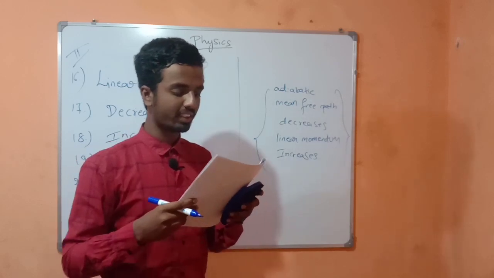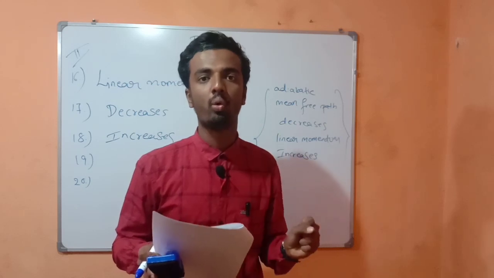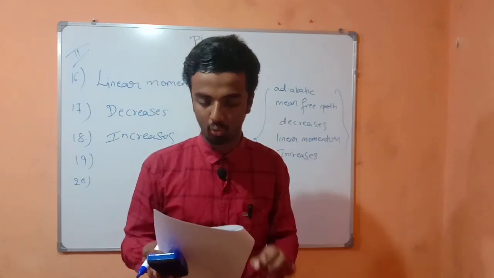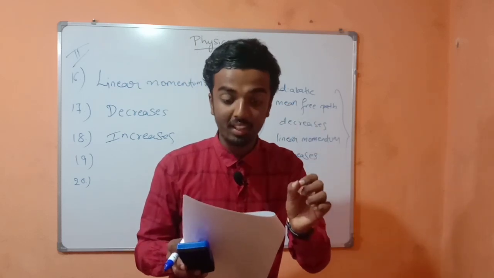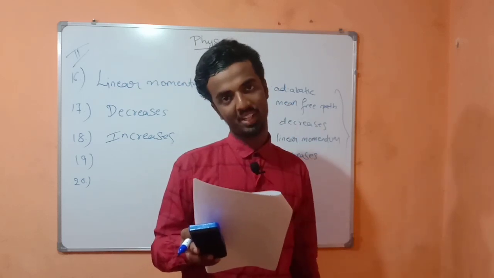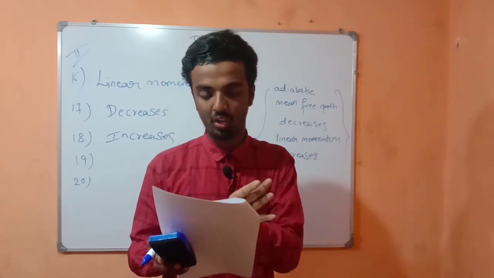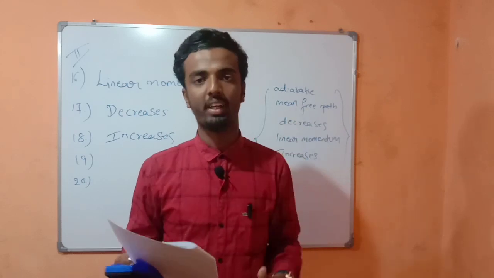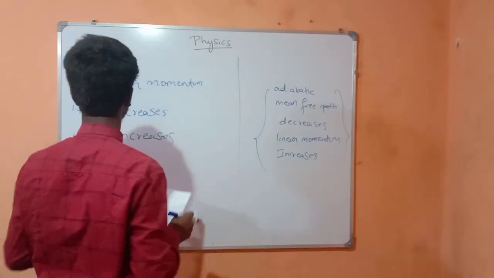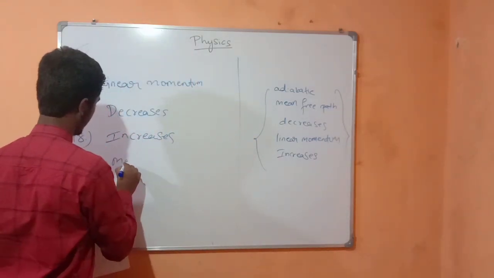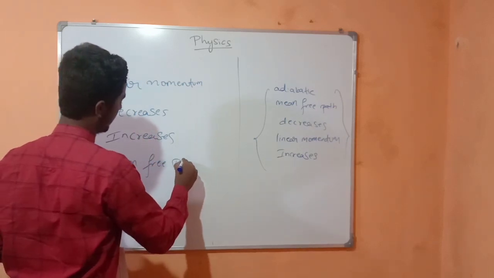The average distance a molecule can travel without colliding is called mean free path, children. You all know that. The average distance a molecule can travel without colliding. They are moving without colliding, so I target mean free path. It is mean free path.